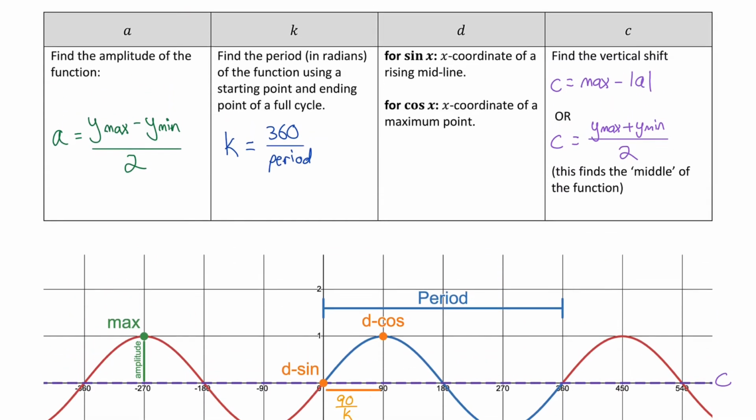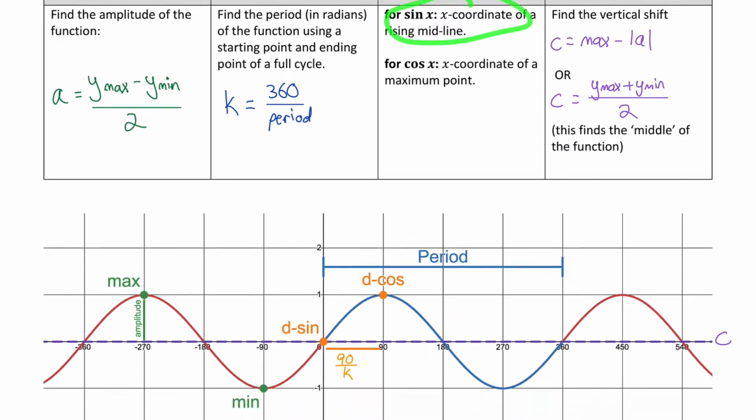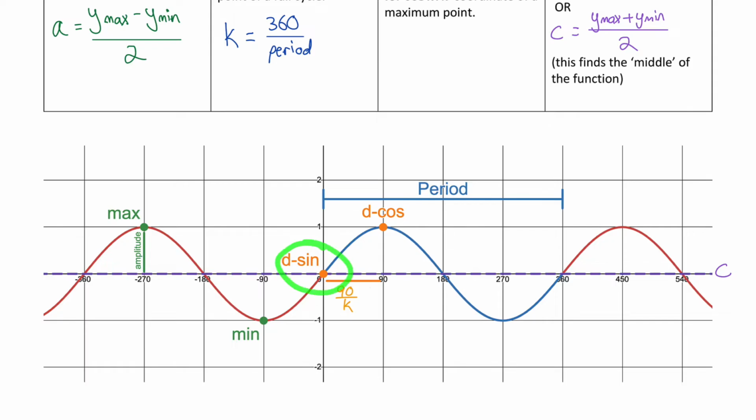But if we were trying to write a sine function, what we would do is look at the x-coordinate of a rising midline. Remember, a rising midline is a point where a rising part of sine intersects with a midline. So this point right here, its x-coordinate would be the d value for a sine function. And there's actually a relationship between these 2 points. The horizontal distance between those 2 points is always 90 divided by k. I should actually write it's 90 divided by the absolute value of k.